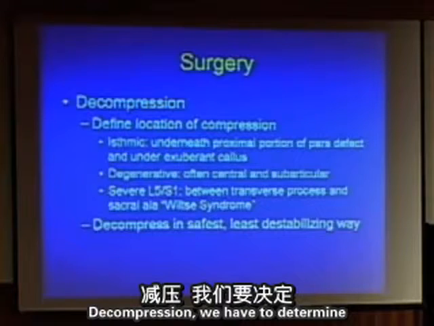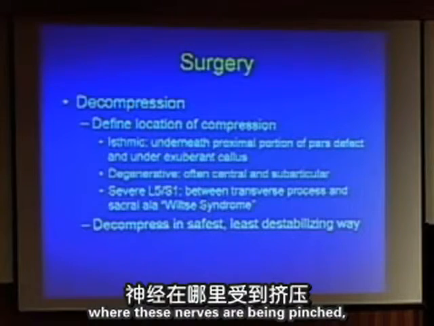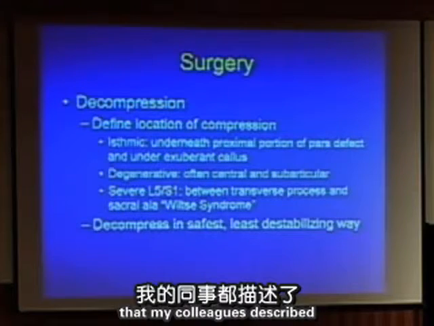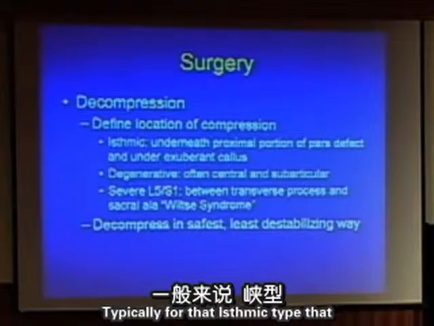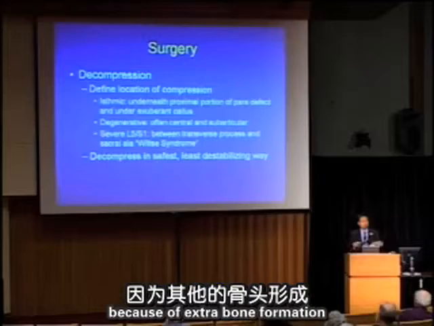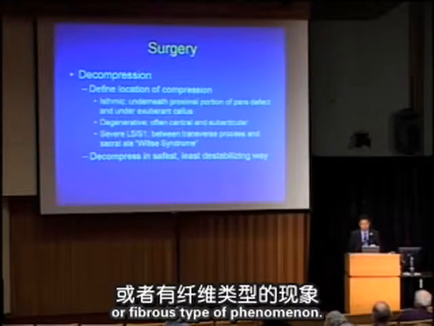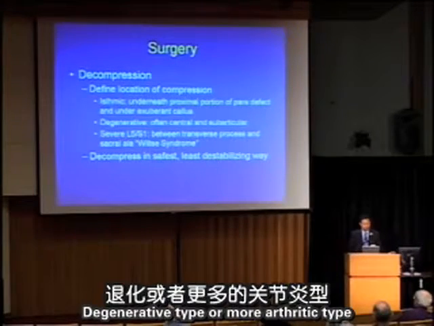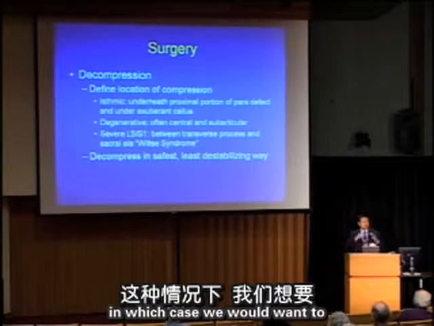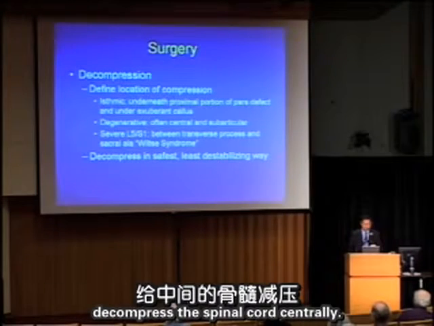Decompression, we have to determine where these nerves are being pinched, whether it's the spinal cord or those nerve roots that my colleagues described exiting, where it's being pinched. Typically for that isthmic type, which has a fracture, the nerves are pinched because of extra bone formation, a fibrous type of phenomenon. The degenerative type, or more arthritic type, tends to occur in the center of the spinal canal, in which case we would want to decompress the spinal cord centrally.